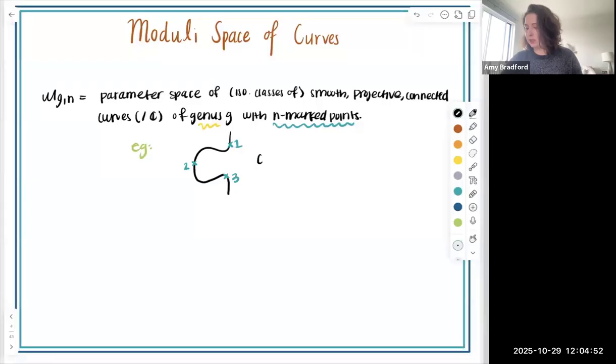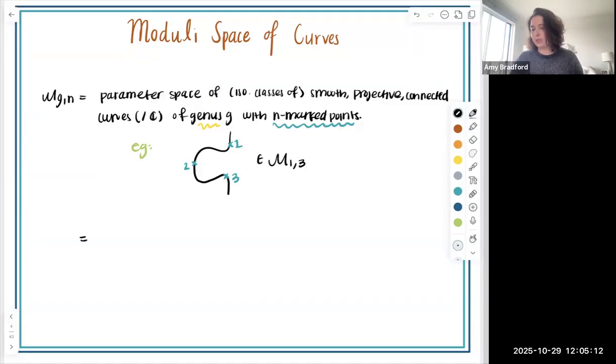So these are the types of geometric objects I'm interested in, and I'm building a parameter space whose points correspond to these curves. So this is going to sit inside the moduli space, the parameter space of genus 1, 3 marked curves. And again, I'll explain the genus in just a second.